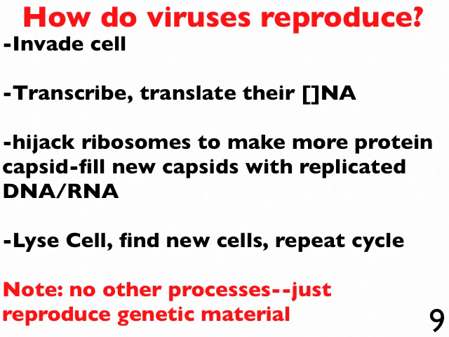Once you have your new capsids assembled, you have your replicated nucleic acid in the new capsids, you've made a whole bunch more virus. Now you're going to have to lyse the cell, and those viruses spread out to find new cells to repeat this cycle. Now, this is all viruses do. No other metabolic processes. All they do is reproduce their genetic material and move on. This is why we say they're not alive.